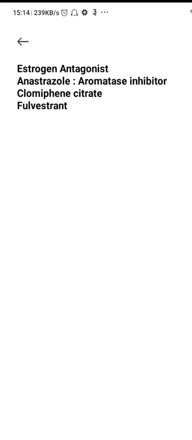This is all about estrogen antagonist. Next time, I think I'll study selective estrogen receptor modulators, also known as SERMs.